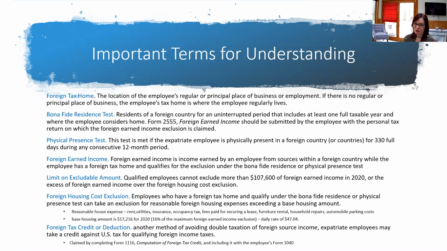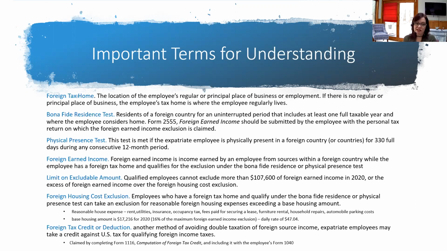Interestingly, furniture rentals are included there, but if you're purchasing furniture, that does not count. So just be aware of that, or if you purchase a home, that does not count, only rentals. So the base housing amount is $17,216 for 2020, which equates to $47.04 as a daily rate. It's 16% of the maximum foreign earned income exclusion.